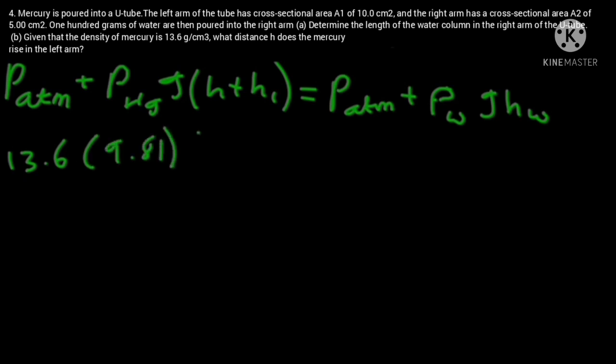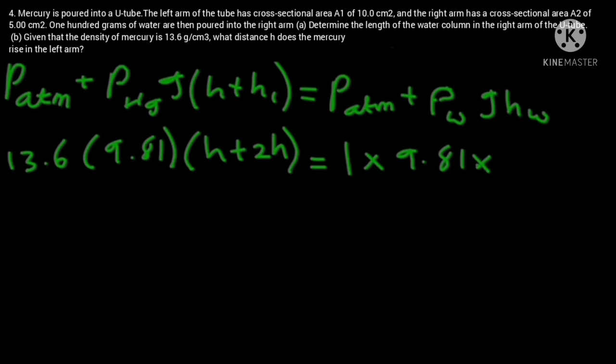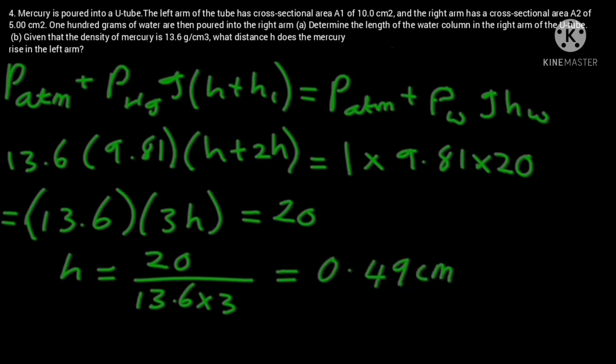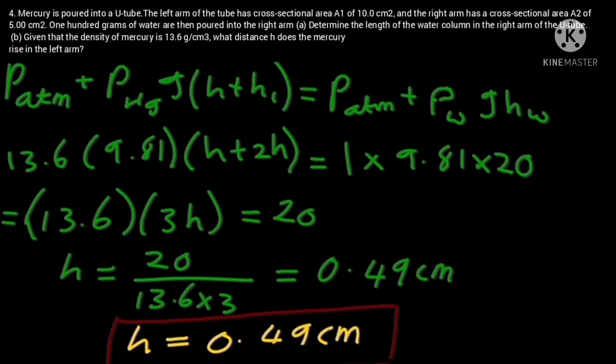So atmospheric pressure on both sides is the same, so it's going to cancel out. So we're going to have 13.6 times 9.81 times h plus h2h is equal to 1 times 9.81 times 20. So this is equal to 13.6 times 3h is equal to 20. So our h is equal to 20 over 13.6 times 3. So 0.49 centimeters. So that's the height or the distance h of the mercury. So let us do another question.